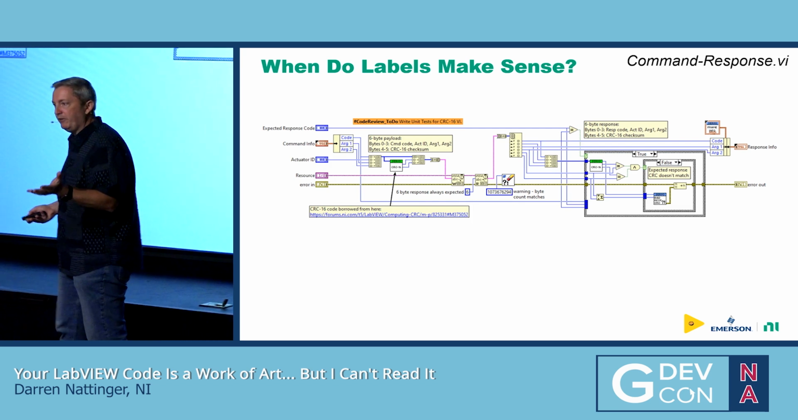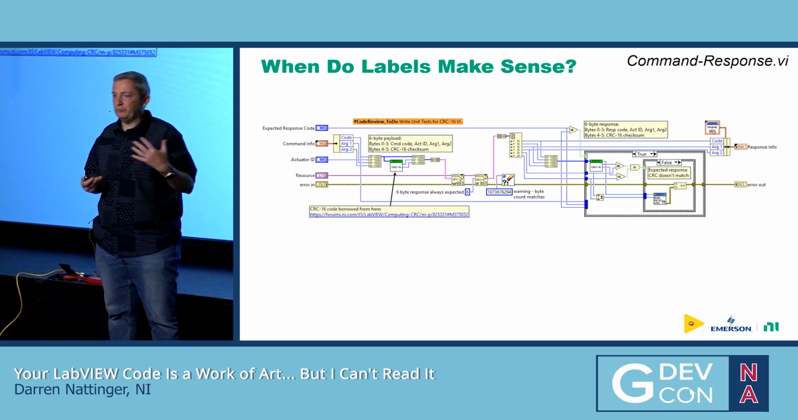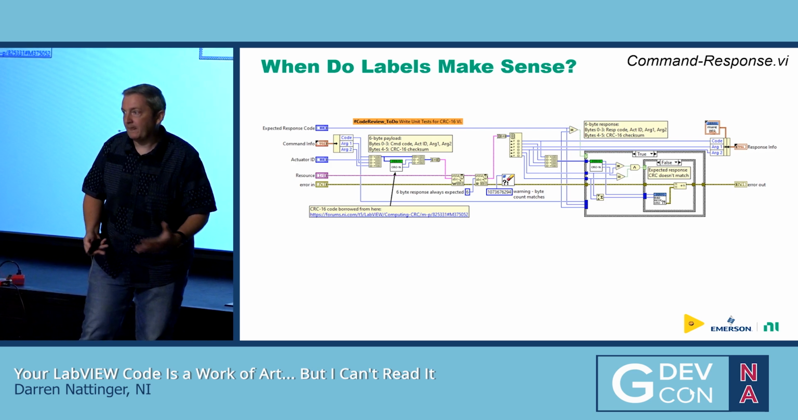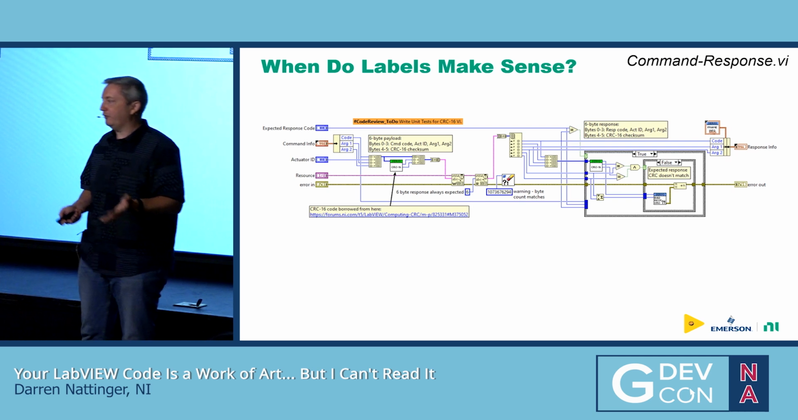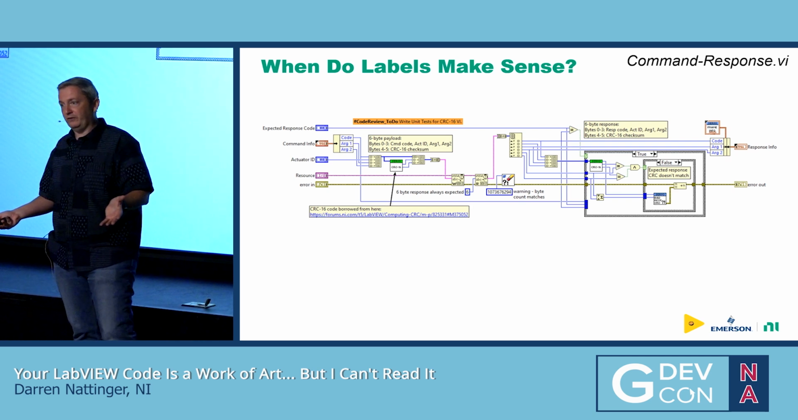So if you see the name of that VI, and you see a couple of VISA functions on this block diagram, in terms of readability, it's pretty obvious what this VI is doing. I don't think I need a free label to tell you that this VI is performing command response on the VISA instrument, because the name of the VI and the context of the block diagram illustrate that.